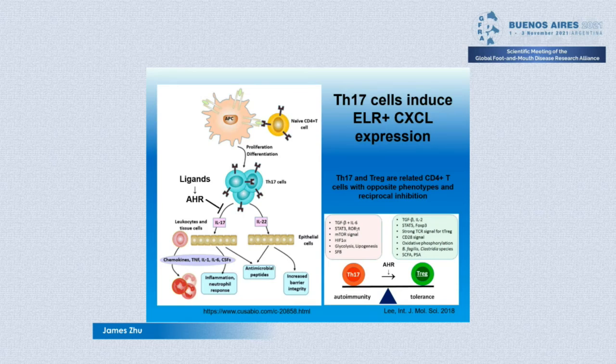AHR signaling inhibits Th17 response in mucosa through inducing Th17 to Treg transition to reduce IL-17 production and inhibiting canonical NF-κB signaling pathway to suppress IL-17 signaling.